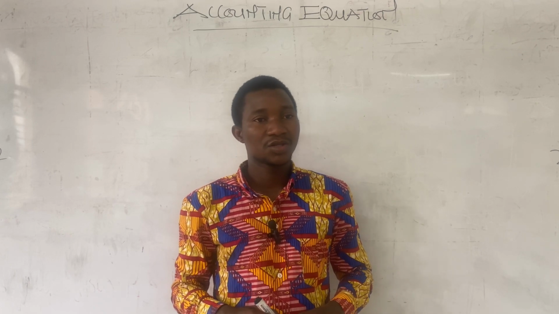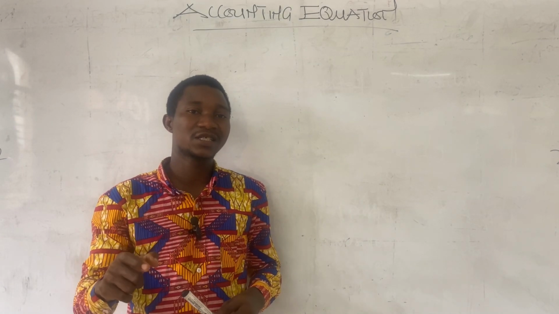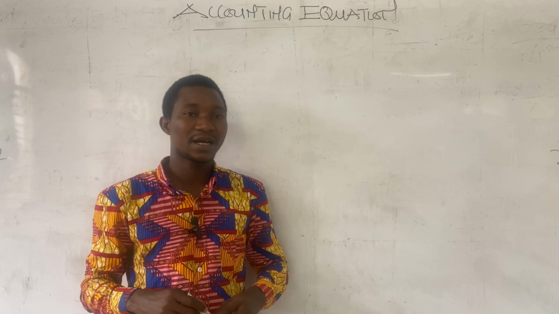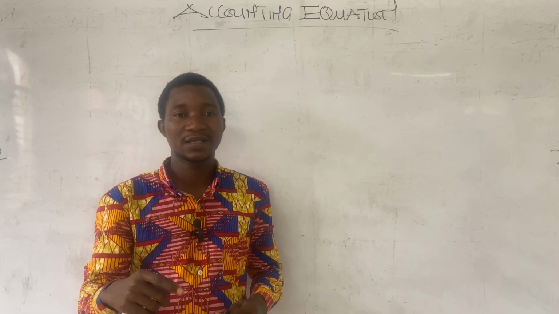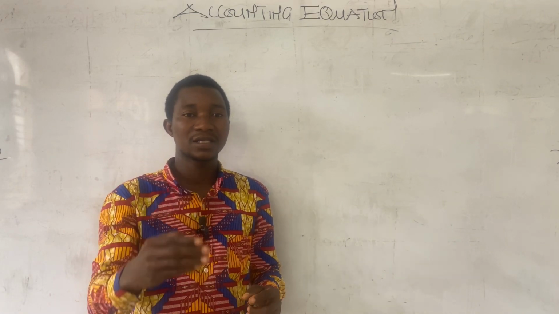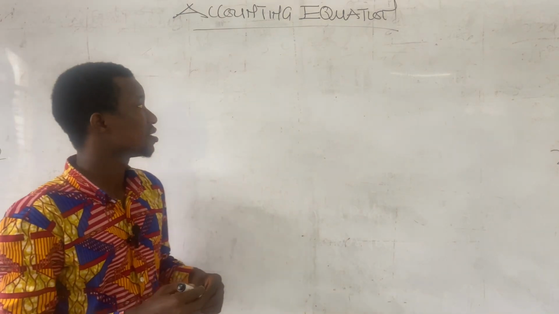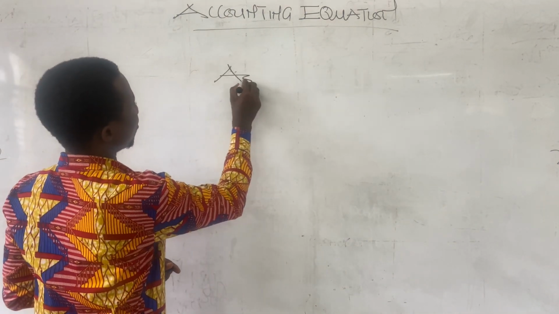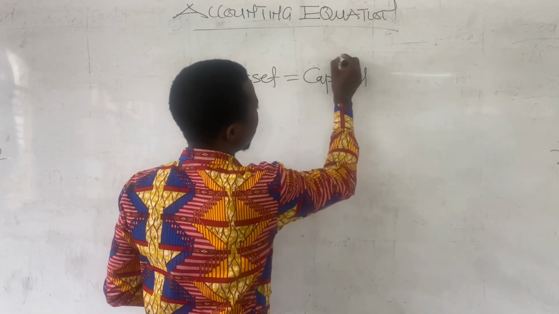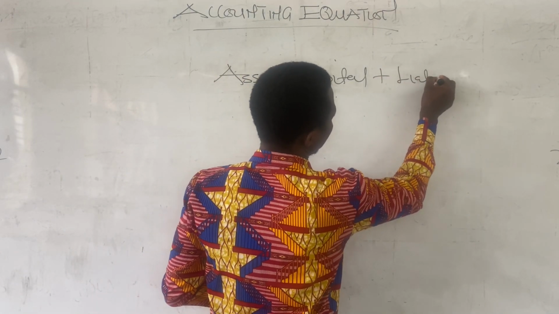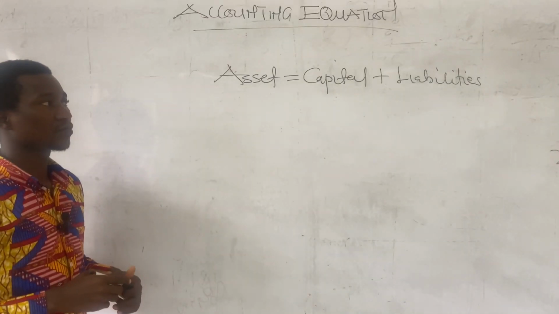So when we talk of the accounting equation, what does it mean? The accounting equation simply means the relationship between the assets, capital, and liabilities of a business. Okay? So it is the financial relationship that exists between the total assets of a business and the total liabilities and capital of the business. This accounting equation simply states that the total assets of a business is equal to capital plus liabilities of the business. Is that okay?